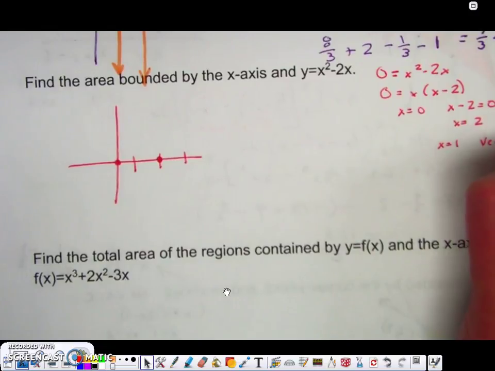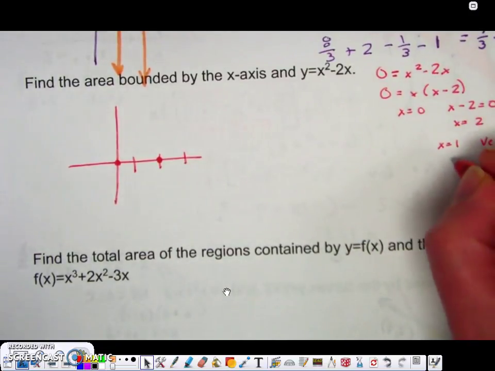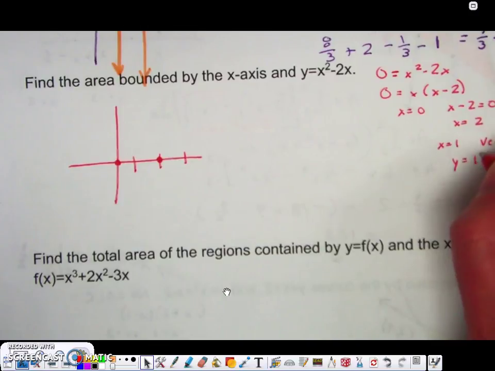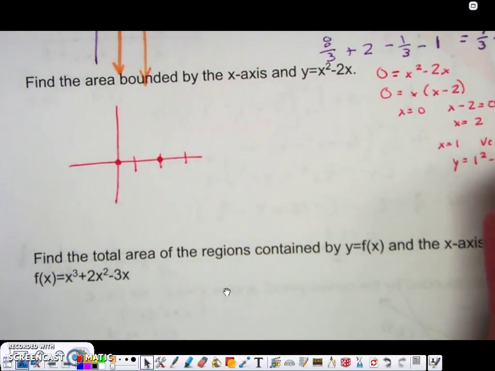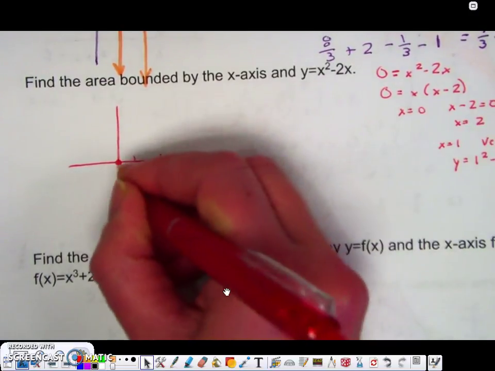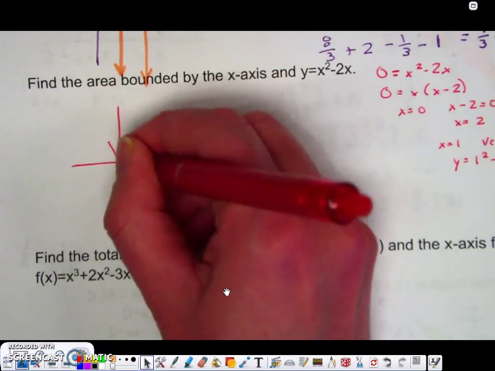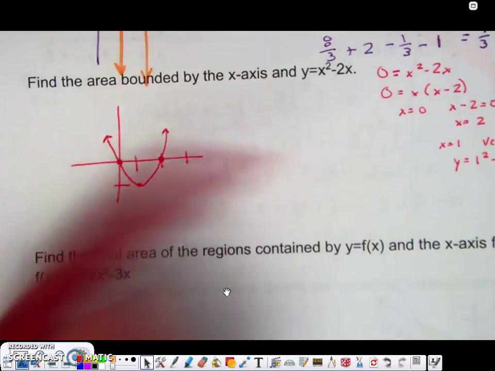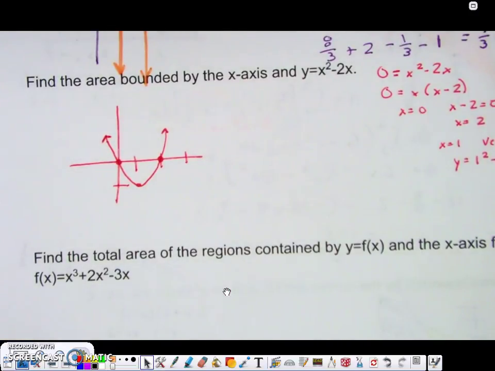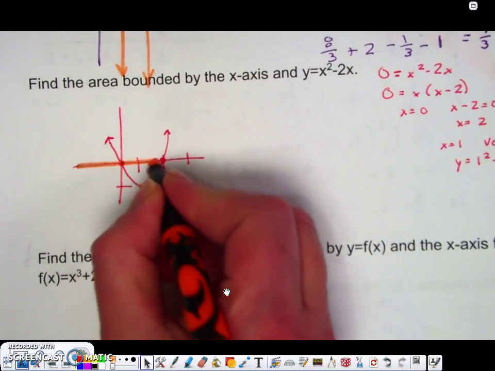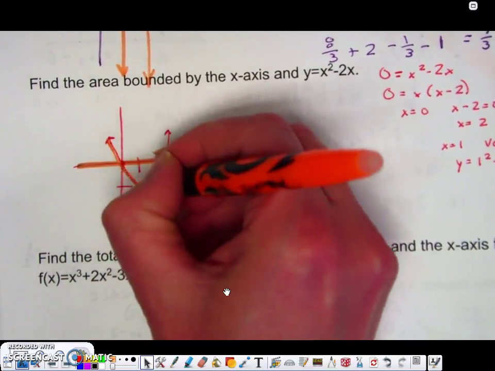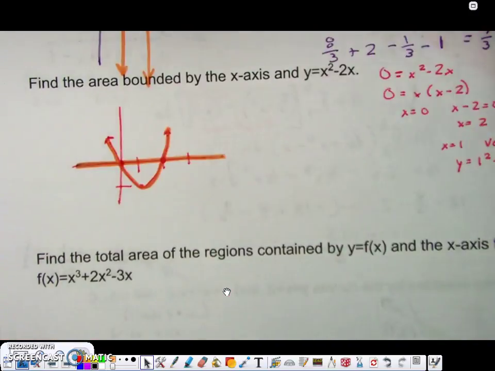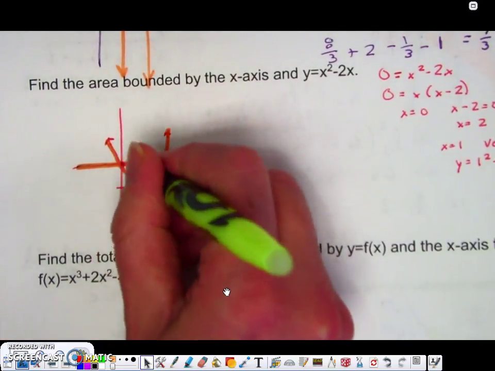for the vertex. And then I can just substitute that into this, so it would be y equals 1 squared minus 2 times 1, so negative 1. So I know the vertex is at (1, -1). So I've got a pretty good picture of what this looks like. And they want the region bounded by that and the x-axis. Okay, so here's the x-axis, and here's my curve. And I want this area in between, so I'm just going to shade that in.